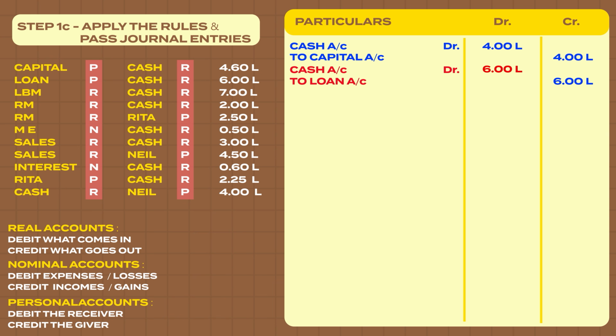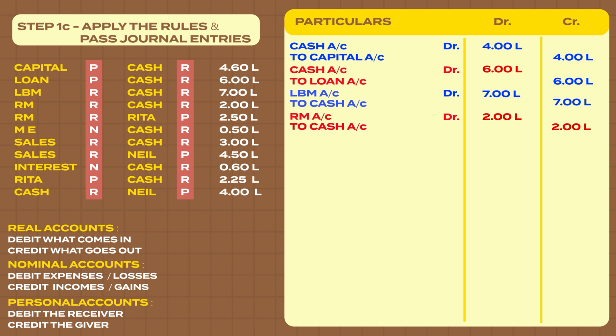When you purchase land, building, machine, the two account heads are land building machine and cash. Both are real. Debit what comes in, credit what goes out. Land building machine came in when you bought it and cash went out. So land building debit, cash account credit. When you bought raw materials, exactly the same. Both are real. Debit what comes in, credit what goes out. Raw material came in, so debit. Cash went out, so credit.